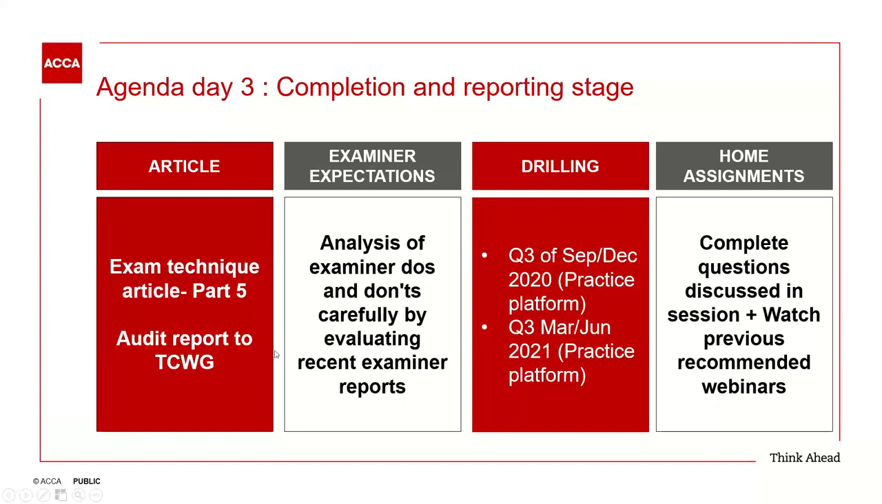Then I will be doing analysis of the examiner report, just like I did the analysis yesterday of the March-June 21 examiner report. I'll be looking at 2 questions: question 3 from September-December 20 and question 3 from March-June 21. Any question left unattended, you will do as your home assignment. And you will also watch the previous webinar on the same topic.